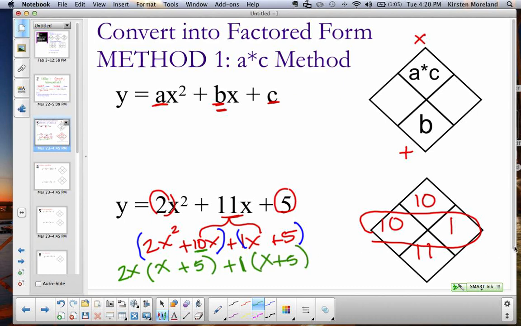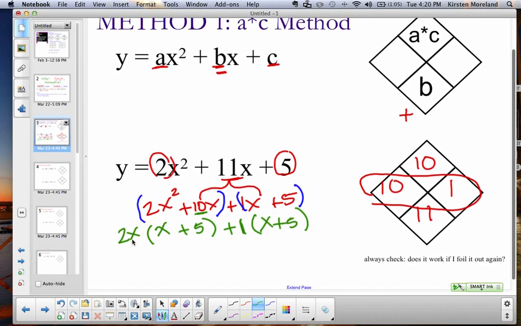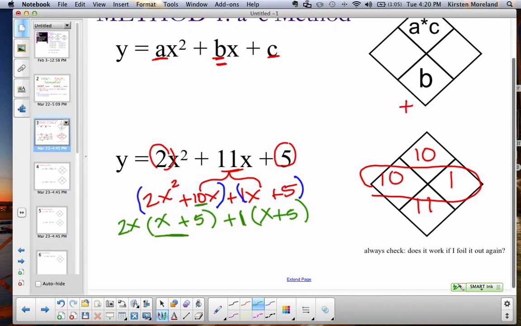Now my parentheses match. So I can take my parentheses and put that out front. And then the leftovers, because this is gone, and this is gone, go in the next set, so it's 2x plus 1. And then it says always check, does it work if I FOIL it out again?